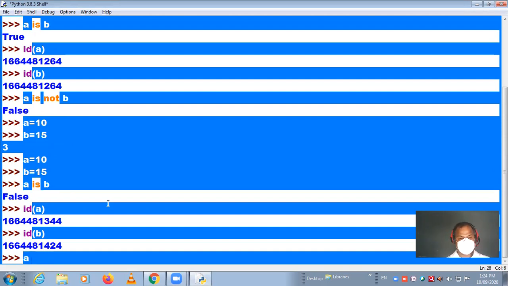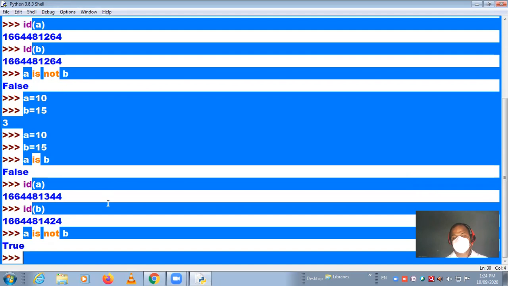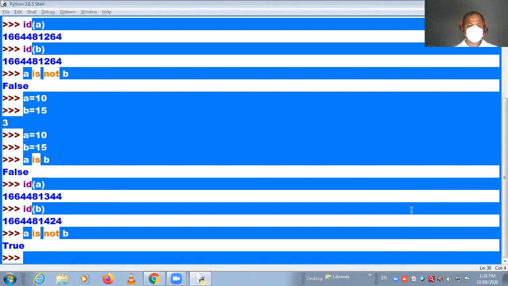If we write here A is not B, A and B are both different objects, then it will return true. So that is the identity operator. That is also done, and now next we move to the relational operators.